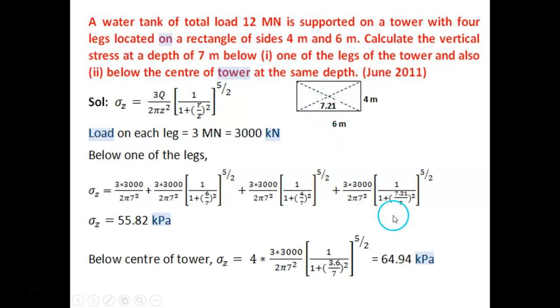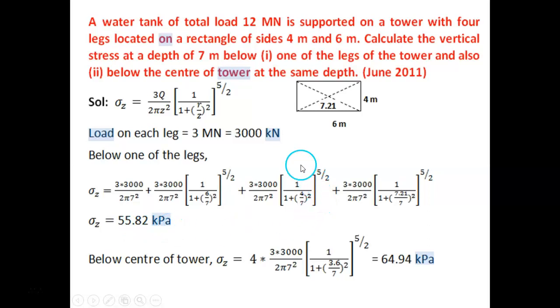So if you take these radial distances 6 meter, 4 meter and 7.21 meter in the point load equation, and when we calculate the sum of stresses induced by these 4 point loads, we'll get the total increase in stress as 55.82 kilonewton per meter square.